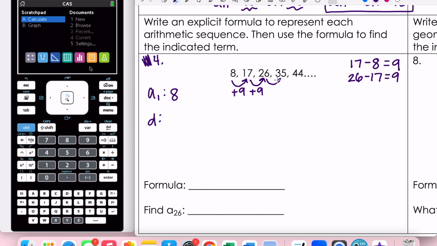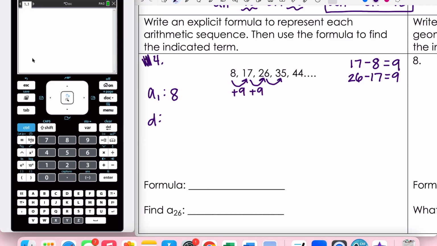So then I check. If I have 26 and I add 9, does that give me 35? Yes, it does. Okay, now I check again. 35 plus 9. Does that give me 44? Yes, it does. So that is my common difference. My common difference is a positive 9.